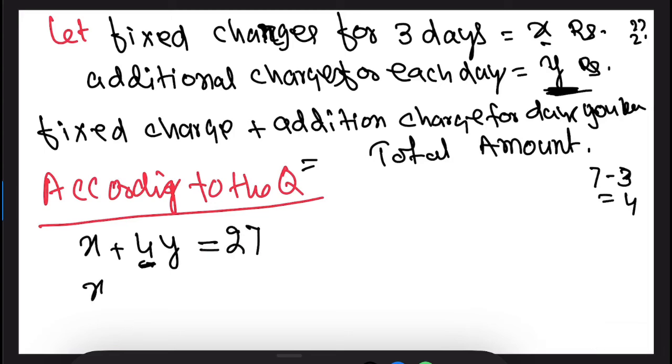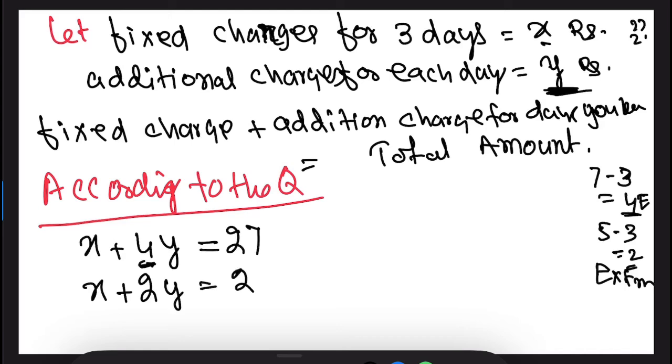Second equation, what? Same. x plus, how many days she kept? She kept for 5 days. 5 days means 5 minus 3, that is 2 days extra, isn't it? Extra is this 2 days. So for 1 day y rupees, for 2 days 2y, that equals to 21. This is our first equation, this is our second equation.